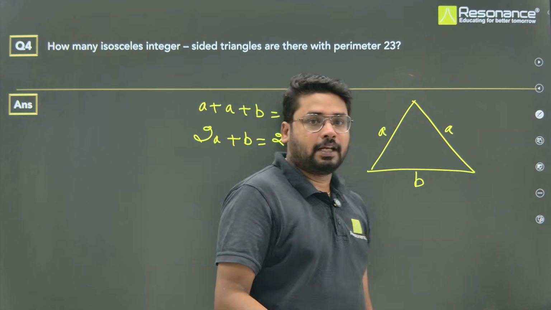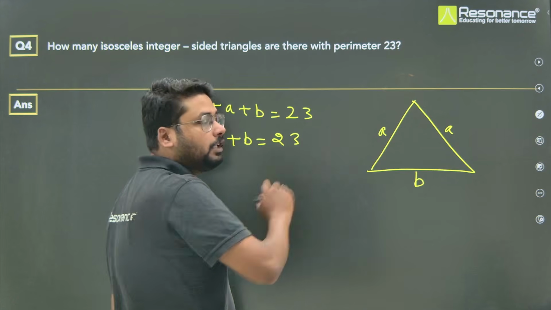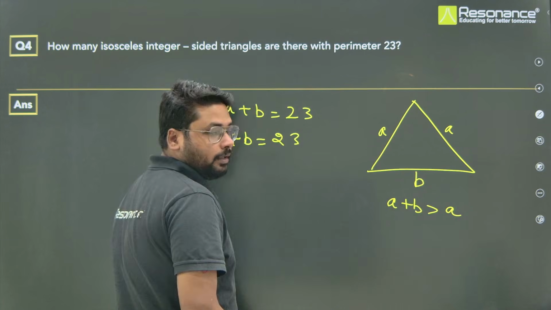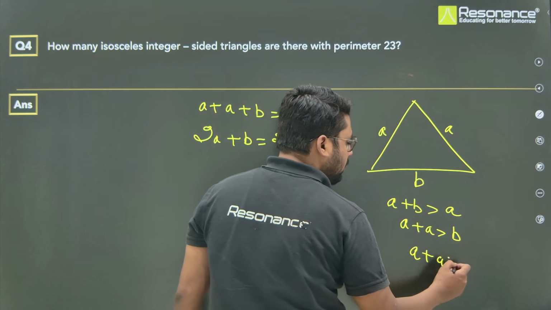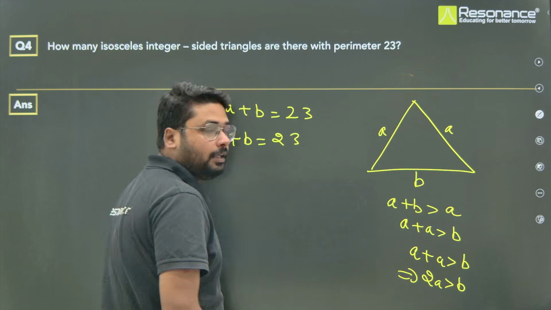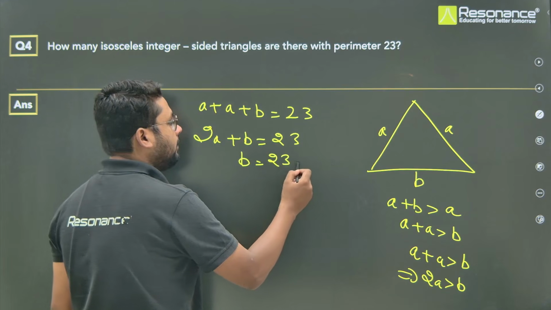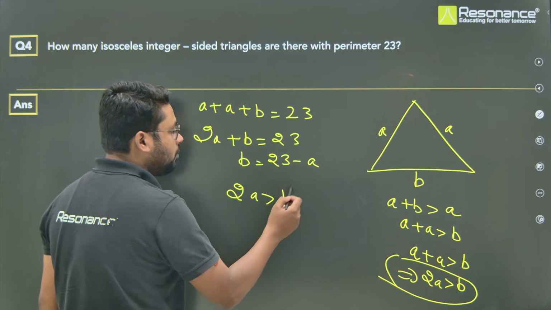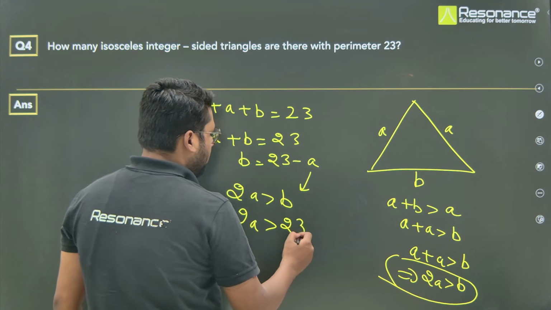Now because this is a triangle, we need to satisfy the condition that the sum of two sides is always greater than the third side for all three pairs. Means A plus B is greater than A, A plus A is greater than B, again A plus B is greater than A. This implies that 2A is greater than B. Now we'll use the inequality. From this, B is 23 minus 2A, and using this relation, because 2A is greater than B, we'll substitute the value of B here. 2A will be greater than 23 minus 2A.